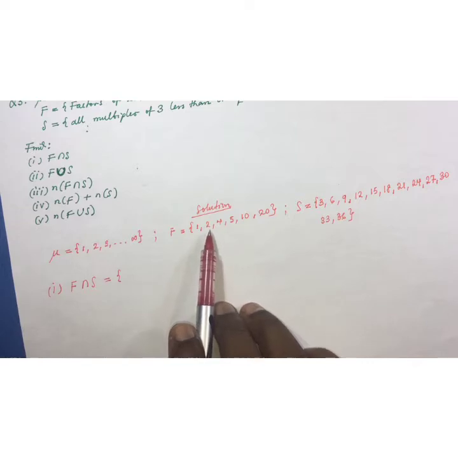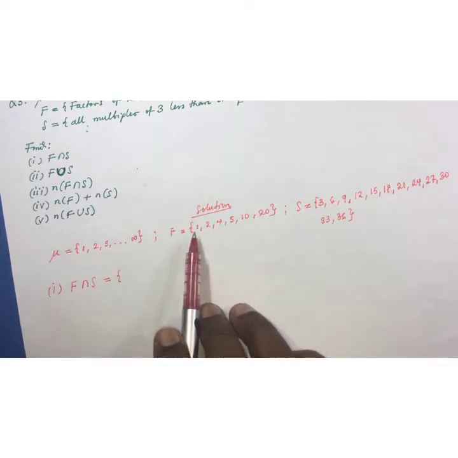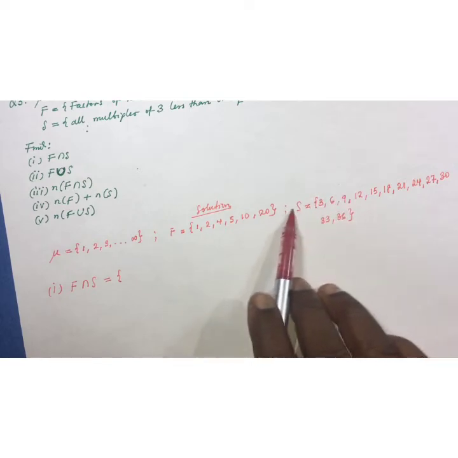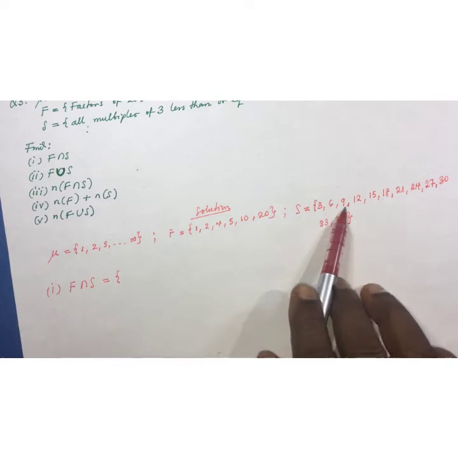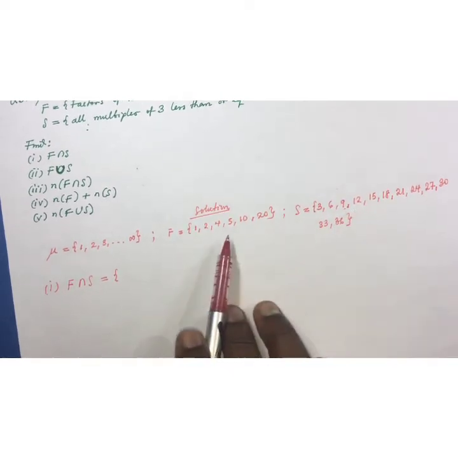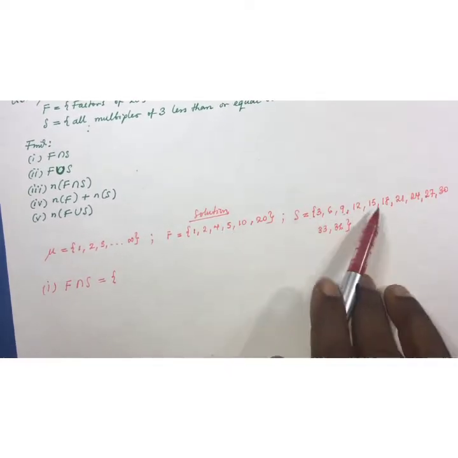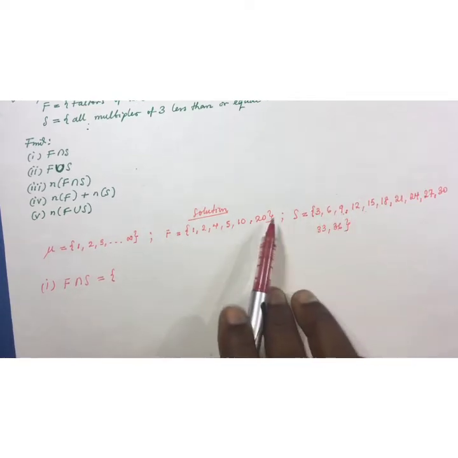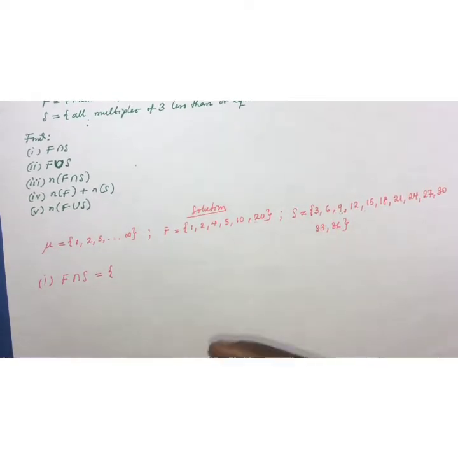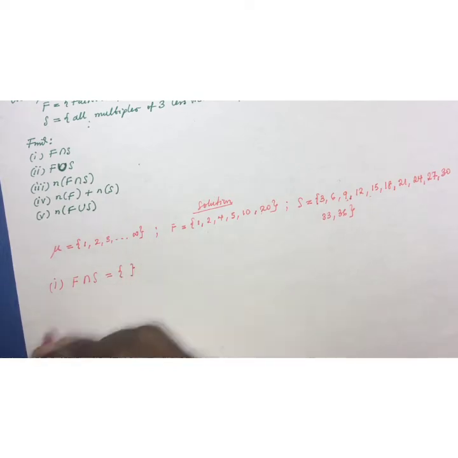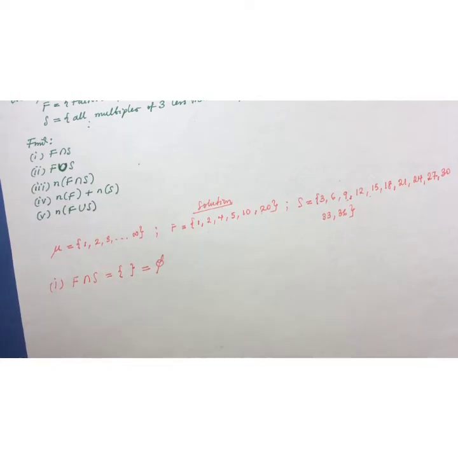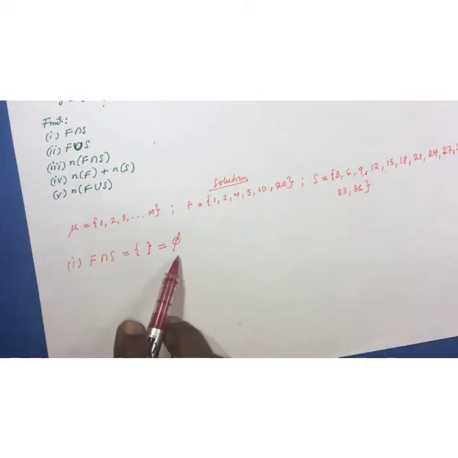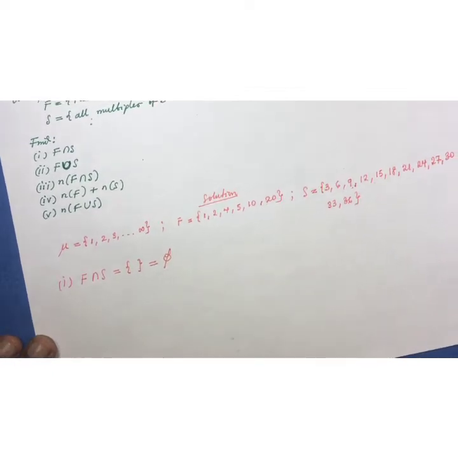So you will notice that the elements found in F that are found in S are, let's see, are there any? We have 1 here, it is not found here. We have 2, not found in S. We have 4, not found in S. We have 5, not found in S. We have 10, not found in S. We have 20, not found in S. So it means the set F intersection S is an empty set. It is empty. So we can write either the empty brace or this. Okay, remember in our definition of the empty set, it is a set that contains no element.